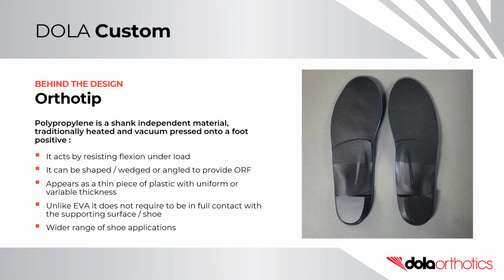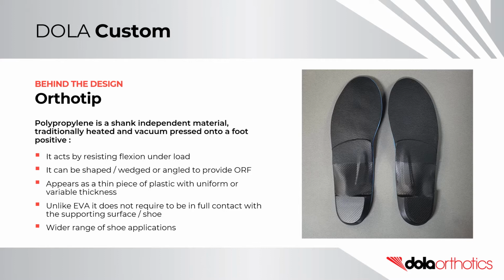Traditionally, polypropylene can be used as a thermoplastic material, heated and vacuum pressed to a positive cast. CAD-CAM involves direct milling both sides from a block of polypropylene and allows flexibility differences to be only a fraction of a millimeter. A polypropylene orthotic acts by resisting flexion under load of the foot and can be shaped, wedged, or angled to provide orthotic reaction force as required. It will appear as a thin piece of plastic with uniform or variable thickness over the entire device.